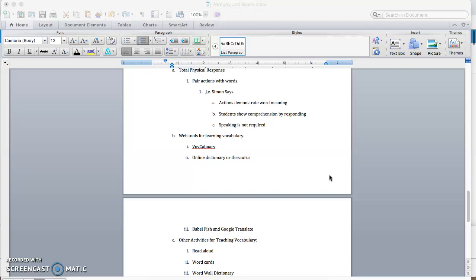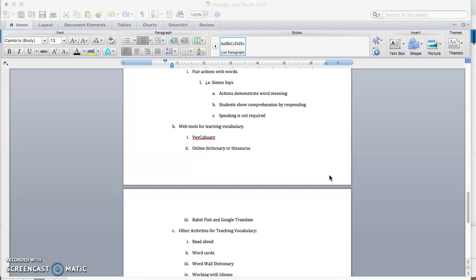It shows their comprehension by the responses that they give, and of course, speaking is not required, which is good, but it also enables them to be more active, and you're not just sitting in desks and going down lists of words for them, but you're actually getting them engaged in it.